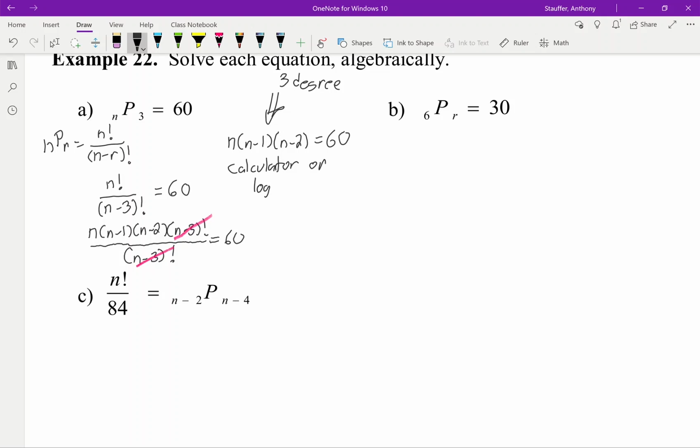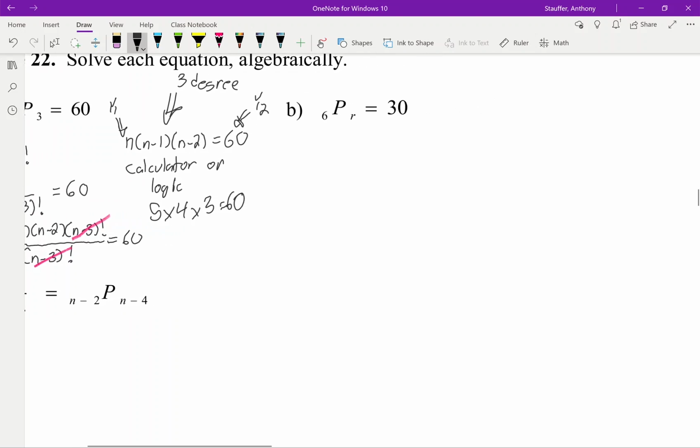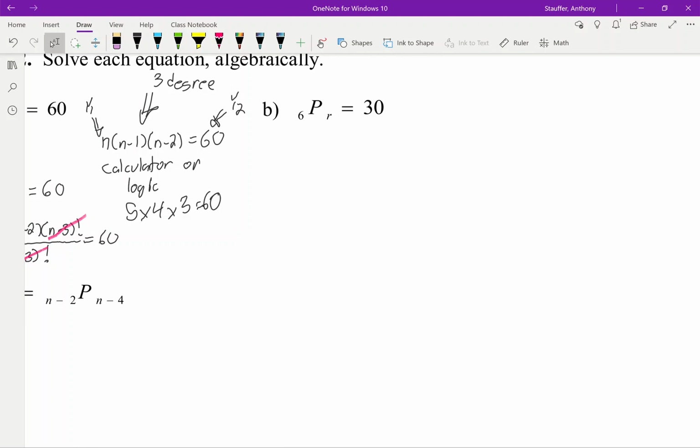or logic. And for calculator, you could pop that in to y1, you could pop that in to y2, and you could solve it that way, or you could look at this logically and see we have 3 descending numbers that equal 60. Well, 3 times 2 times 1 is 6, 4 times 3 times 2 is 24, 5 times 4 times 3 equals 60.